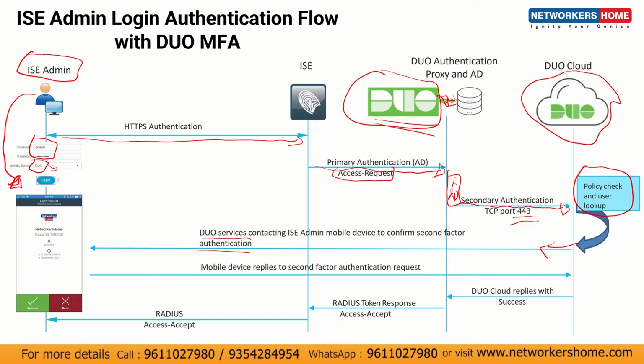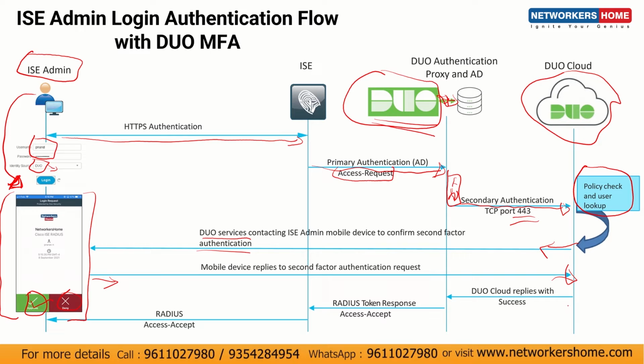Since I am the ISE admin trying to log in, I get this login request on my mobile on the DUO application, and I have two options, either to approve it or deny it. Now suppose I approve it because I am the only one who is actually trying to access this. No one has stolen my credentials. I want to log in for some configuration purpose. So the mobile replies back to the cloud that yes, the request is approved.